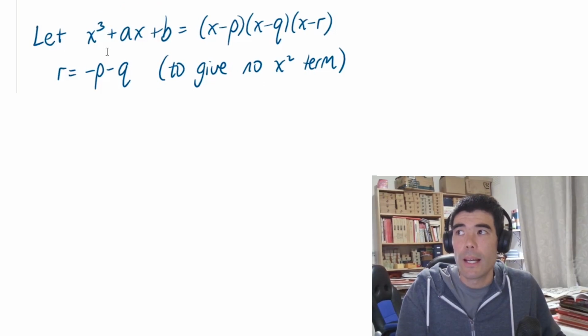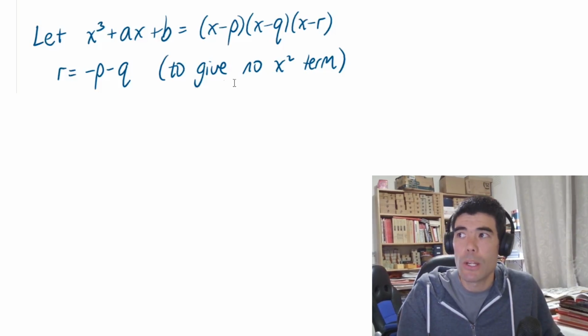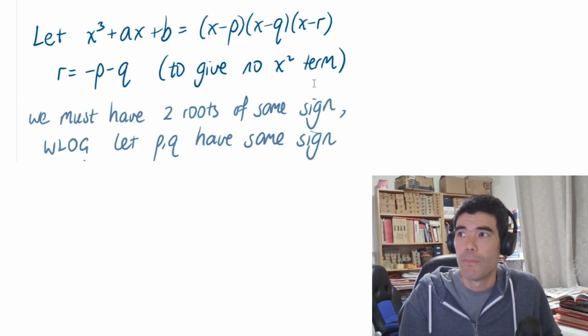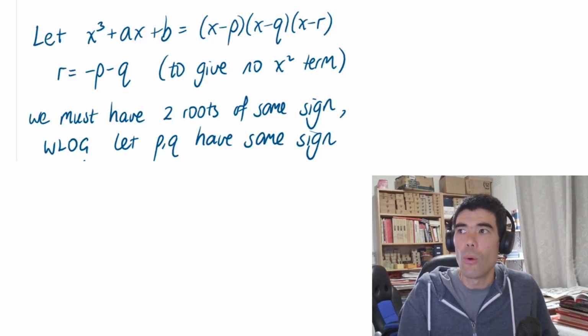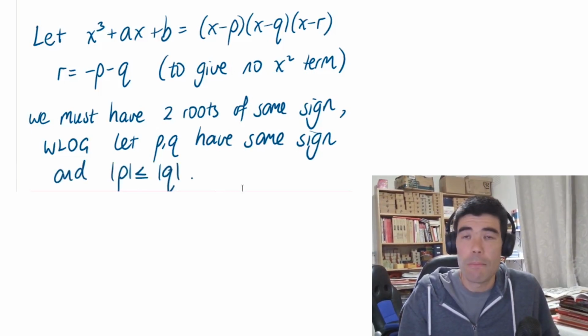So as we said, x cubed plus ax plus b we can write in this form. And then r has to be negative p minus q to make sure that there's no x squared term. We can notice that with 3 roots, we're always going to have 2 that are the same sign. So without loss of generality, let's say p and q are those 2 integer roots that have the same sign. And let's say p is the smaller of those. So the size of p is less than or equal to the size of q.